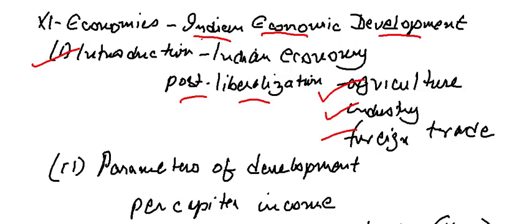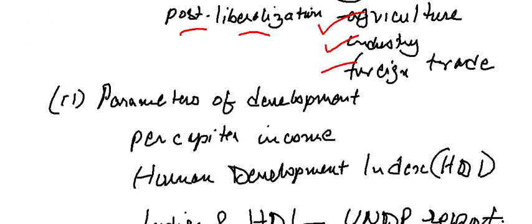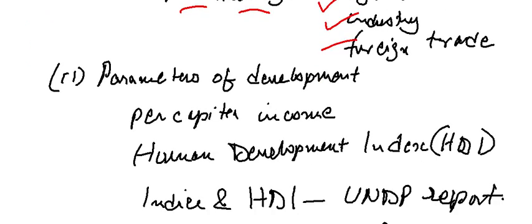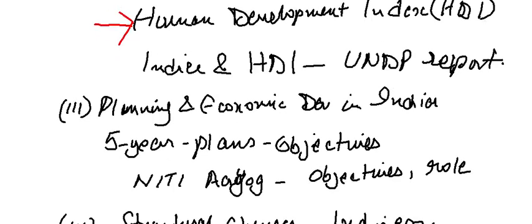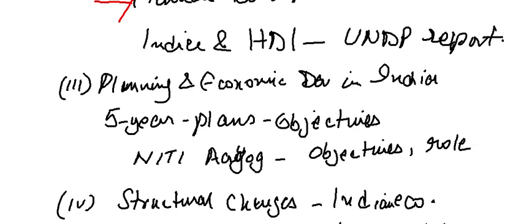Yes, we have the parameters of development. This is pretty easy, but you have to just go through what all this is. In parameters of development, we are studying 2 things: one is called per capita income and the other is called human development index. These are important, and also human development index and how we figure in the UNDP report. The third point we have is planning and economic development in India.